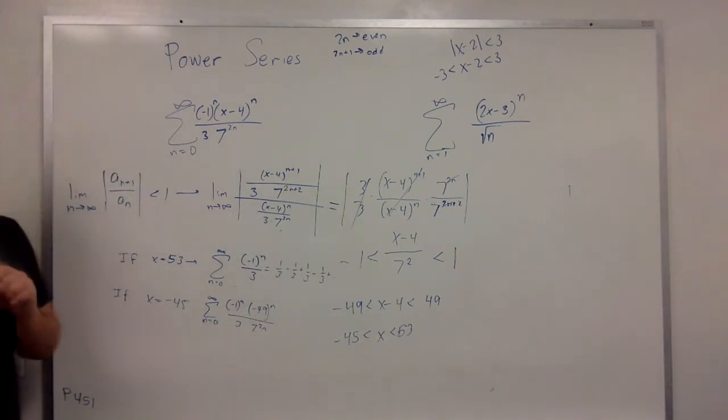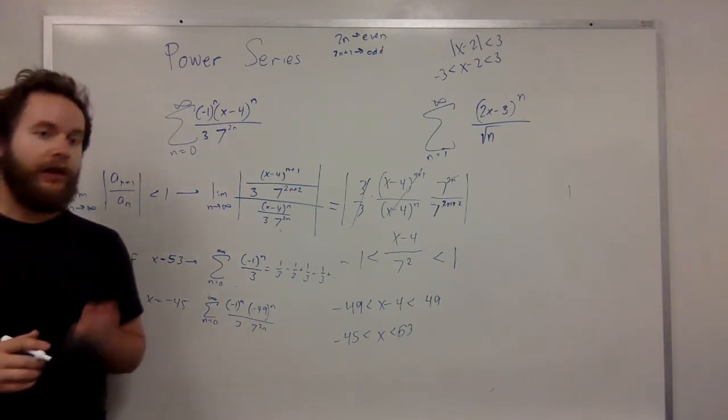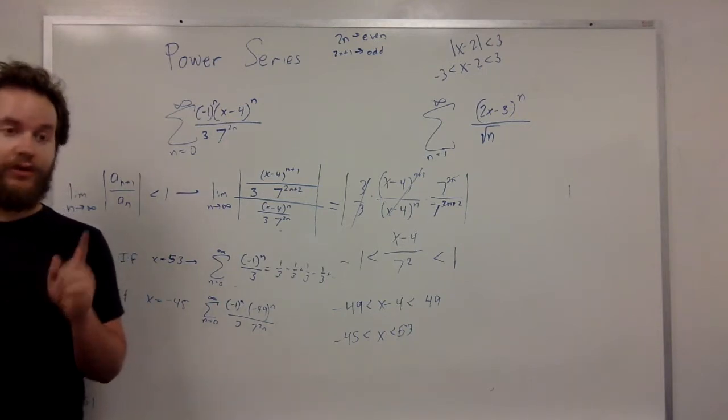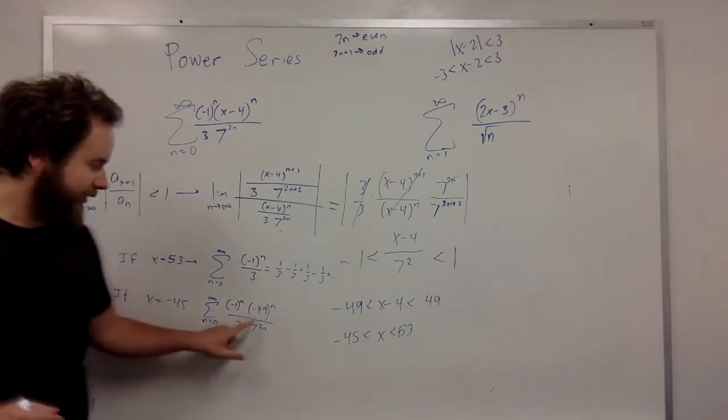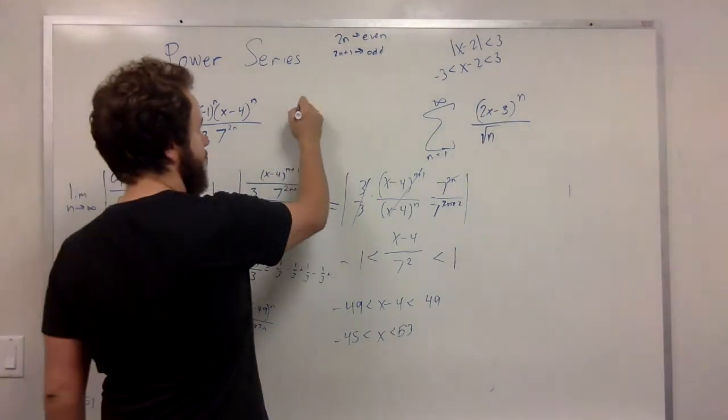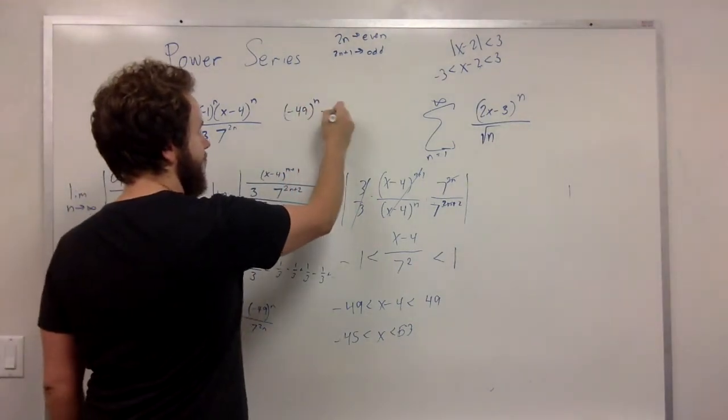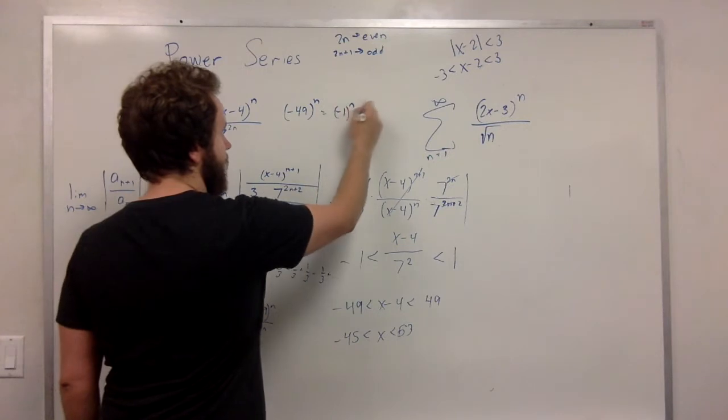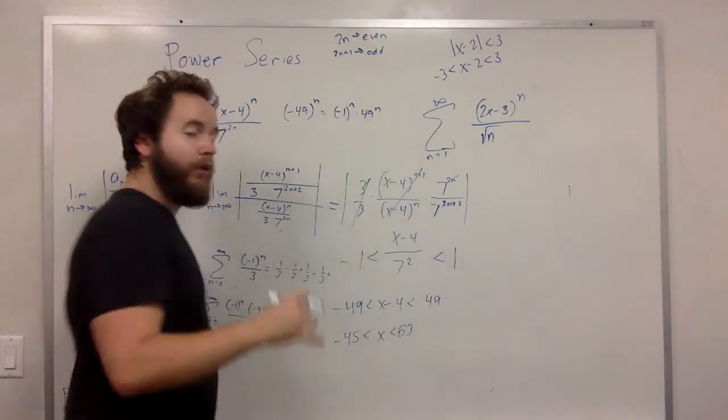They cancel in almost the same way, except they leave behind a negative 1 to the n, right? So you can almost think of it like this. This negative 49 to the n is the same as negative 1 to the n times 49 to the n. I'm pulling out that negative 1.